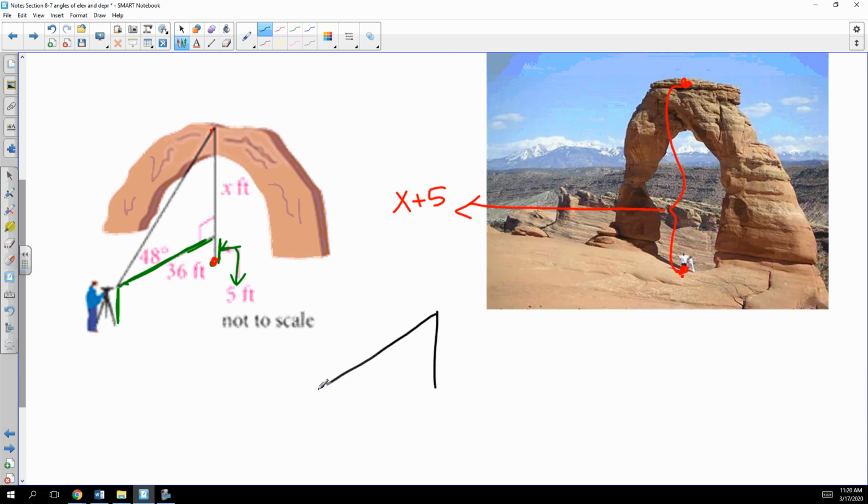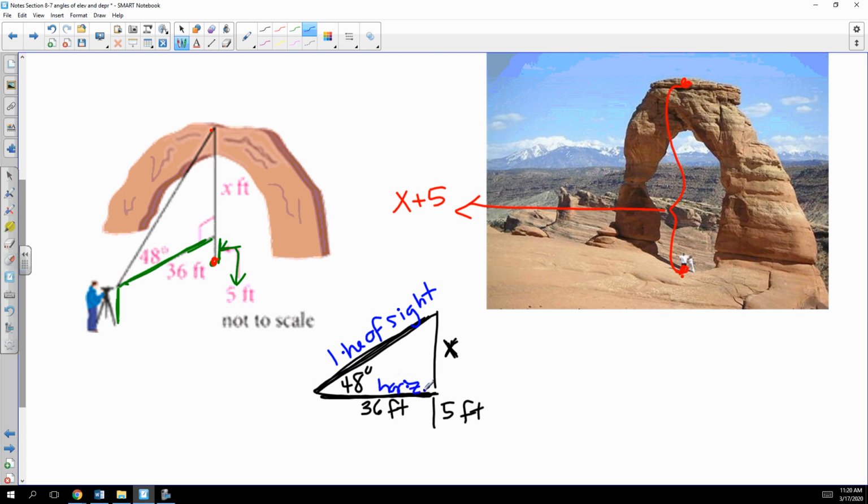And if you turn it on its side, and here's the 5 feet, and here's the 48-degree angle, and the theodolite is 36 feet from the spot directly underneath the arch. And x is, remember that you're measuring from where the theodolite makes a horizontal line up to the top of the arch. This would be that line of sight that we're talking about, right there. And there's your horizontal.